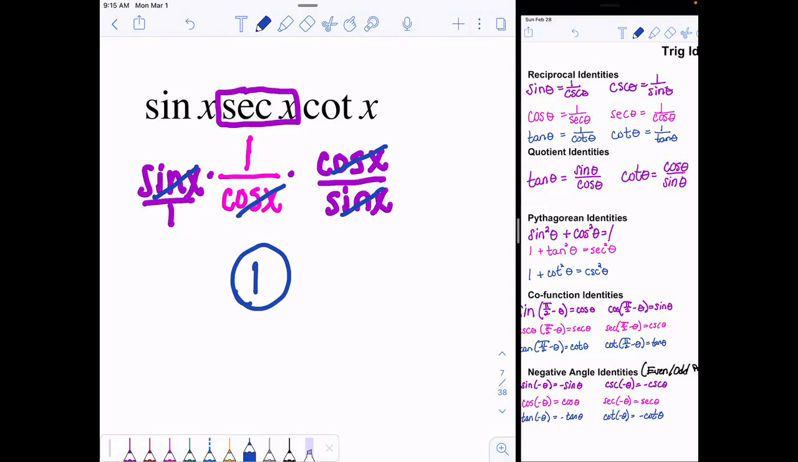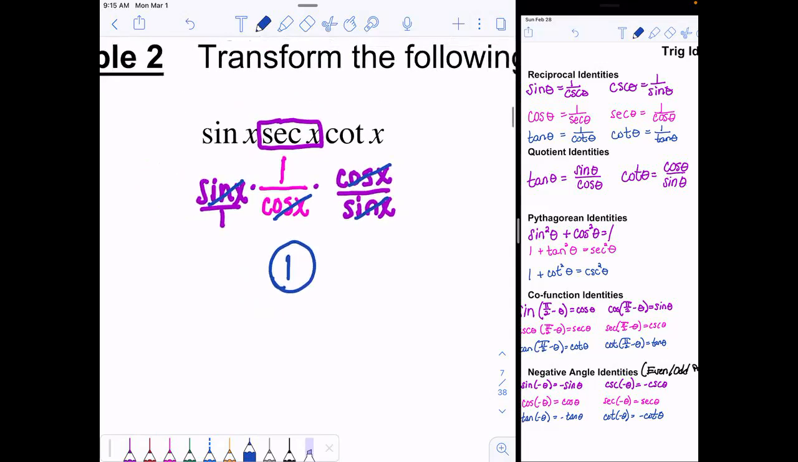A rule of thumb would be to try and change terms to sine and cosine. That's a way to start. Whatever function you're given, can you change it to become a sine or a cosine? If you do that, then usually something ends up canceling from the problem. Questions on that first problem?